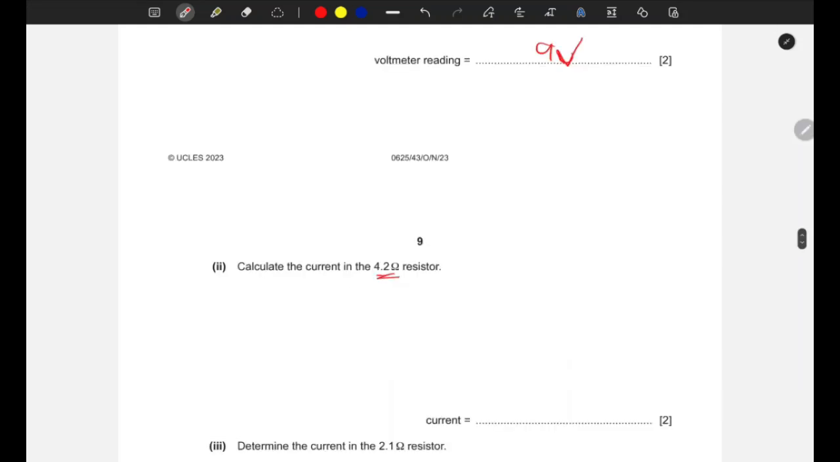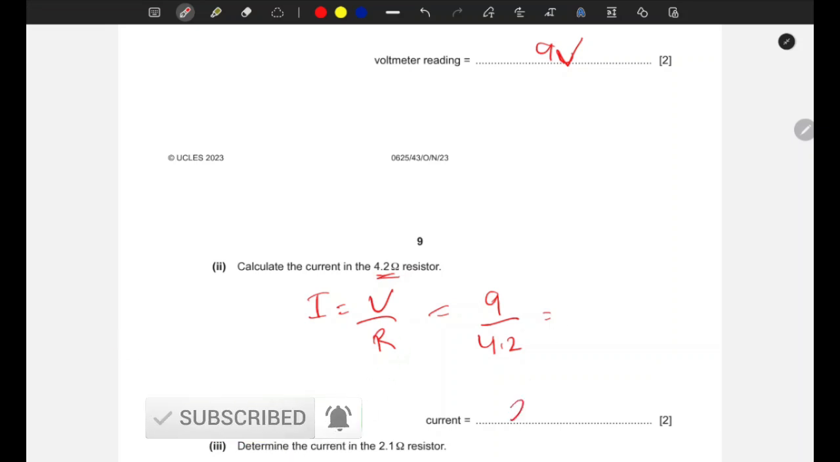Calculate the current in the 4.2 ohm resistor. So we know that current is going to be V over R. The voltage is 9 and the R is 4.2. So that would give us 9 over 4.2, giving us 2.14 amps.